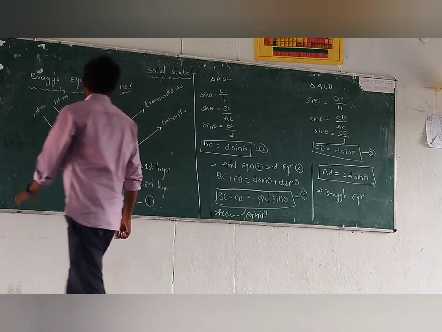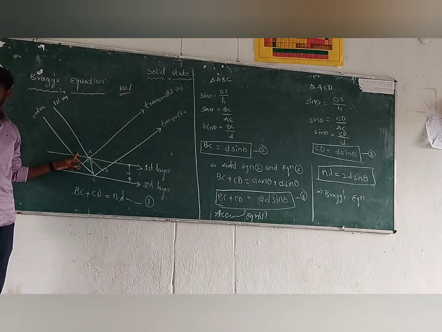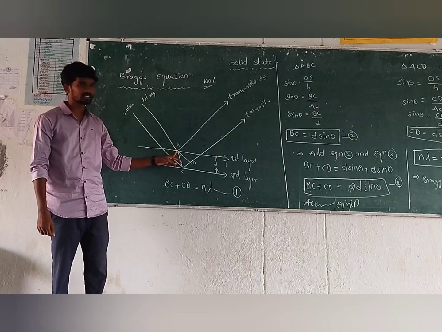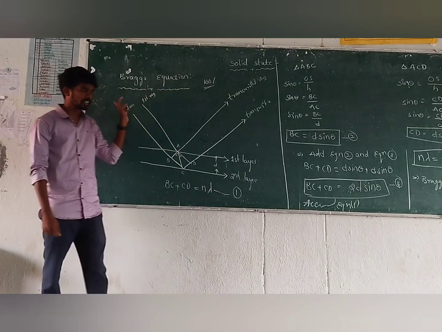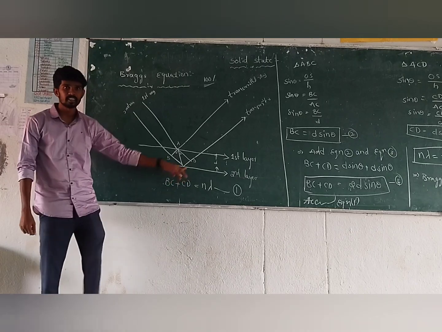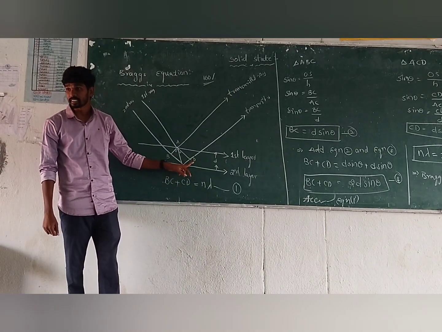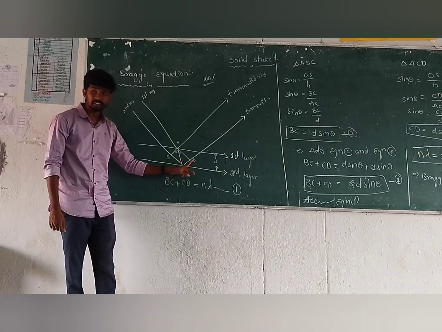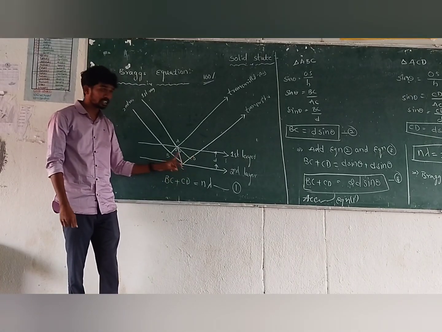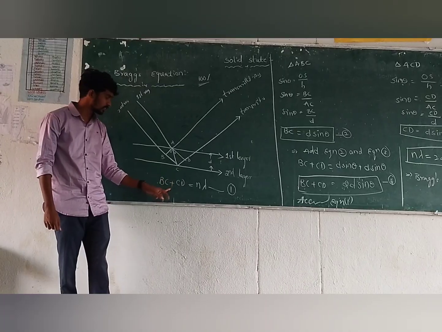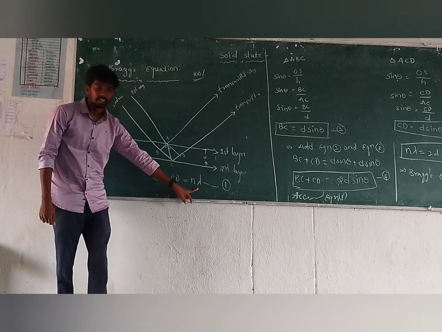Simply I explain again. Here, this one is the first layer and this one is the second layer. The first ray is incident at the first layer, then it is transmitted. The second ray is also incident at the second layer, then it is transmitted. The second ray travels more distance, that is BC plus CD. The distance is equal to a whole number of wavelengths, so BC plus CD is equal to n lambda.